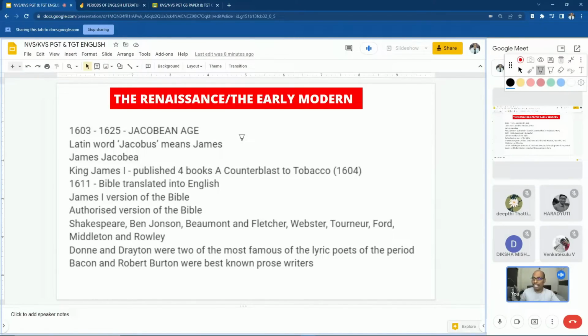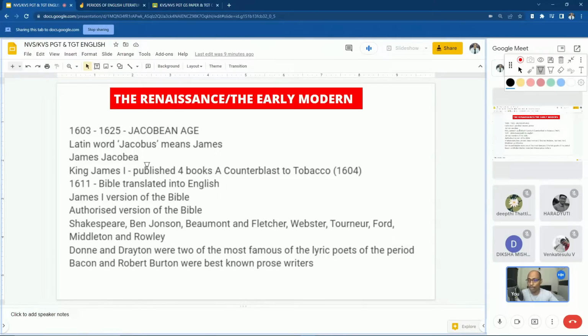So his name is James Jacob. He was the ruler of Scotland actually. When Queen Elizabeth died, he became the King of England. So that's why he is the first king, or he is known as the King of the United Kingdom. 1603 to 1625 is the Jacobean age, and in Latin, Jacobus means James.